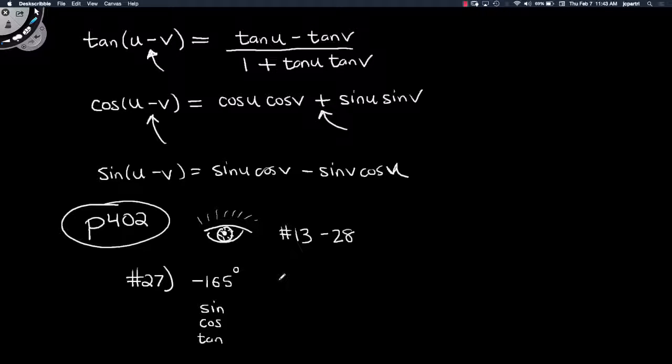First thing I'm going to do to make my life easy is I'm going to take negative 165 and find a coterminal angle. So I'm going to add 360 degrees to this to go coterminal. What is 360 plus negative 165?